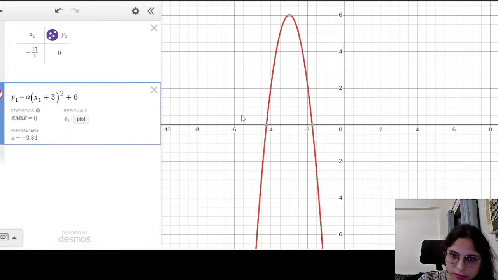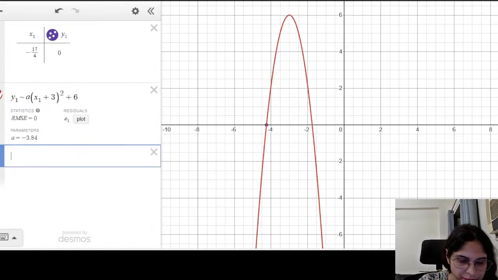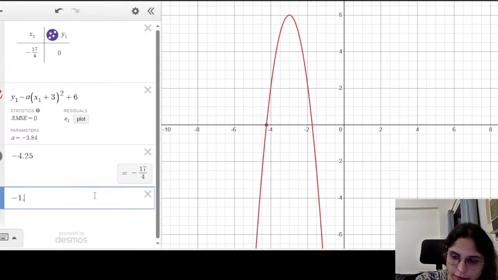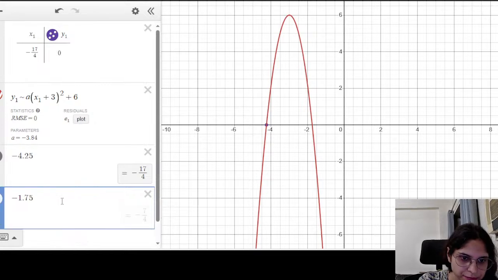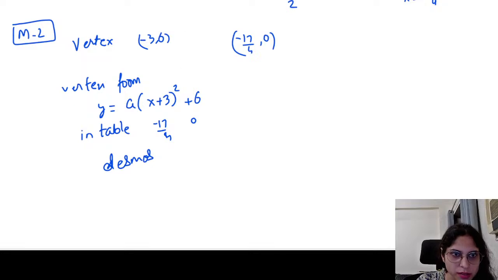ax1. Negative 4.25, negative 1.75. Those are the x-intercepts. Negative 4.25 is negative 17 fourths only. Negative 1.75 is negative 7 fourths. So the answer is negative 7 fourths. So that's the second method from which you can get your answer.